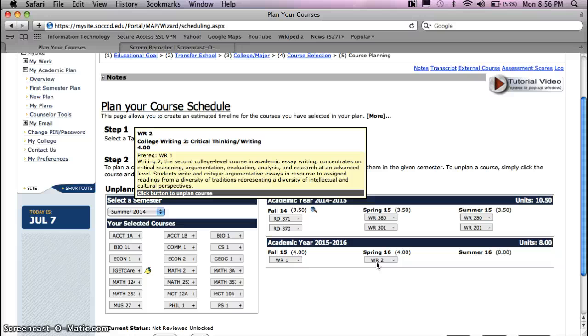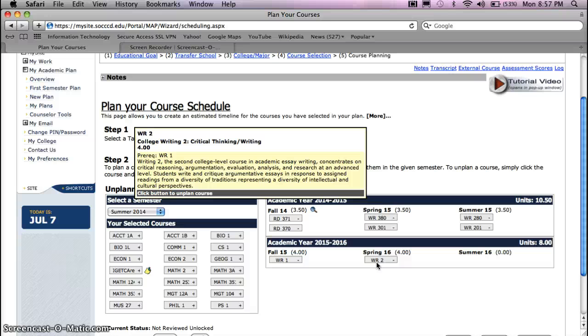Really keep in mind here those prereqs. Again, a lot of students rush and just populate their plan. You can't take a course without taking those prereqs and co-reqs. Really take that time out to factor that within your plan.